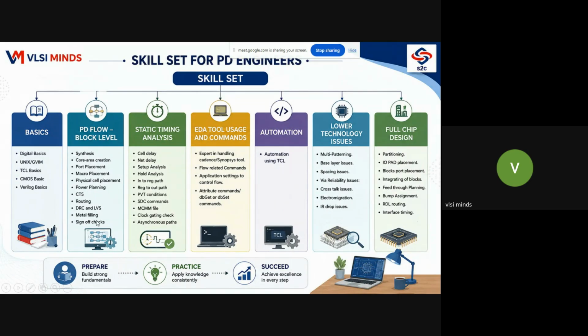You should also know STA. These are the STA topics you should know: net delay, cell delay, setup and hold analysis, in to reg, reg to out, PVT conditions, MCMM file, clock gating checks, handling asynchronous paths. And you should know how to use an EDA tool. At least one EDA tool, either from Synopsys or Innovus. If you know Innovus, you have a greater advantage. So these four are compulsory to be a PD engineer.